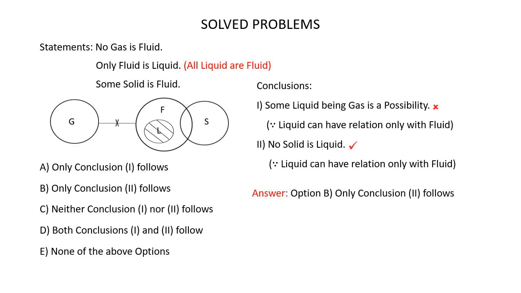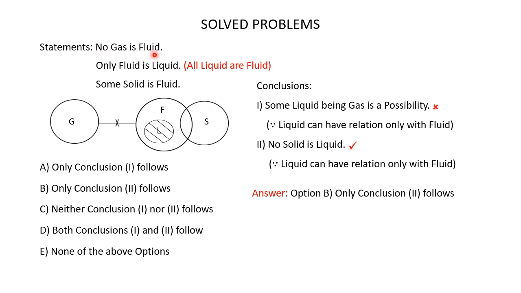In this question, you are given 3 statements and 2 conclusions. Let's find out which of these conclusions follow from the logic given in these statements. To do that, first we have to draw a Venn diagram for these statements. So first let's look at the statements. The statements are no gas is fluid, only fluid is liquid, some solid is fluid. So now let's draw a Venn diagram for these statements.